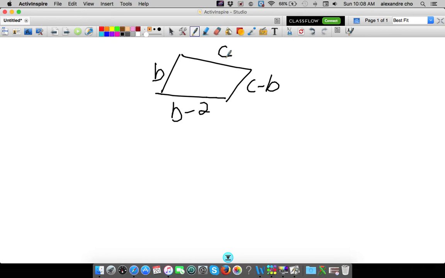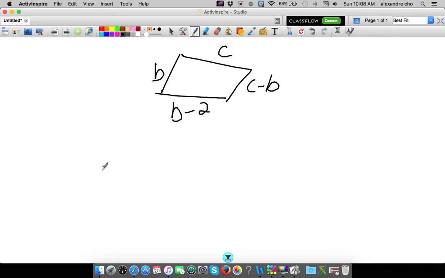In the diagram, the variable represents the length. Write an expression using B and C to find the perimeter. Okay, what's perimeter? Perimeter is the distance around a shape. So here we have a shape, a quadrilateral. This is B, that's how much it is. This is B minus 2, C minus B, and C.